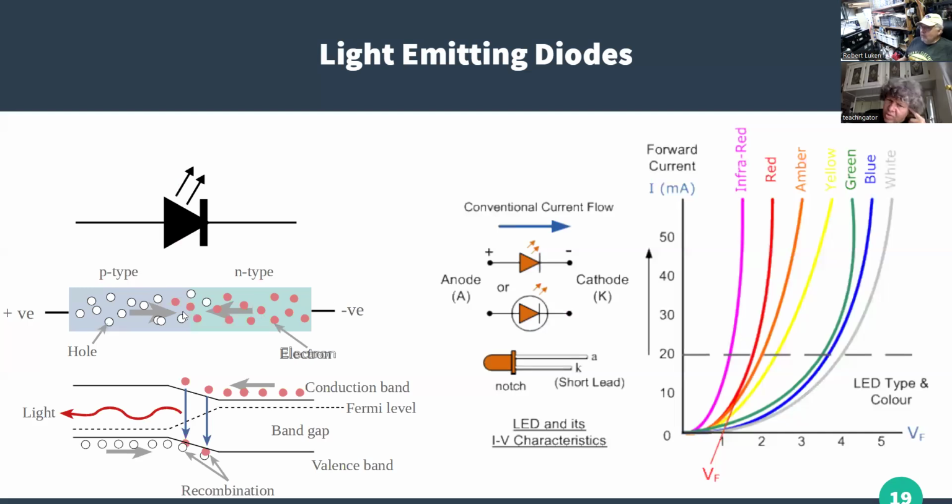They work pretty much the same way, but because it's different material, they have a different band gap. And this chart over here is showing, again, current versus voltage, and you can see where all these different colors behave differently as far as the amount of voltage it takes and what color light they're going to produce.